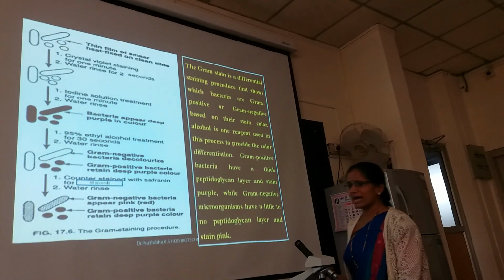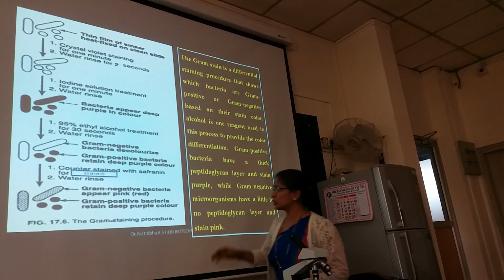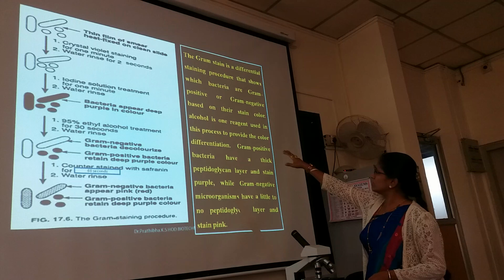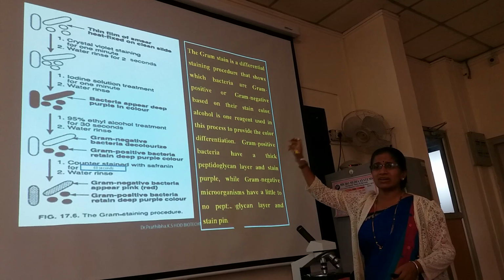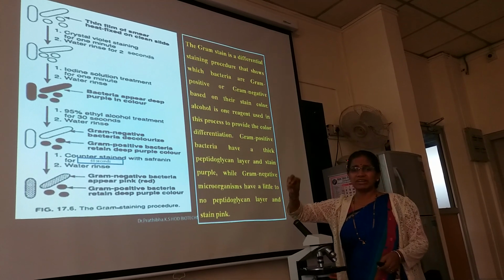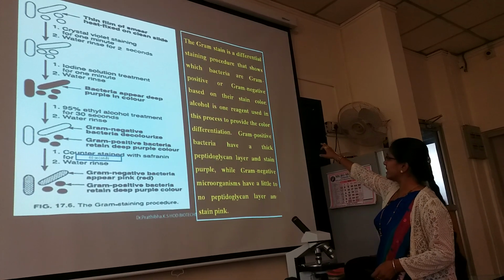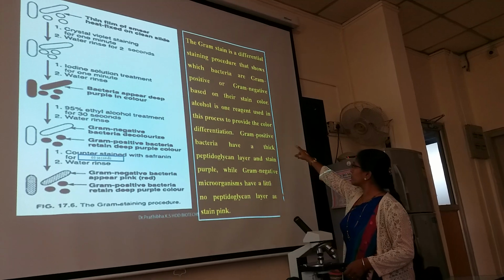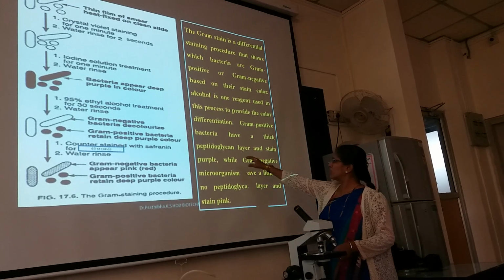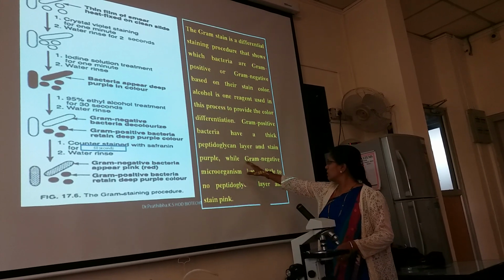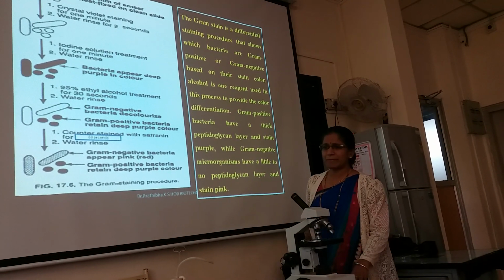The gram stain is a differential staining procedure that shows which bacteria are gram positive and which are gram negative based on the stain color. We are differentiating based on color. Alcohol is one of the reagents used in this process to provide the color differentiation. Gram positive bacteria have a thick peptidoglycan layer and stain purple, while gram negative microorganisms have little or no peptidoglycan and stain pink or red.